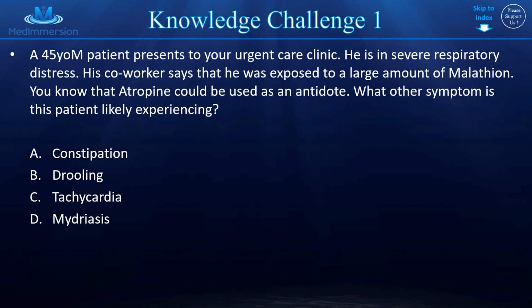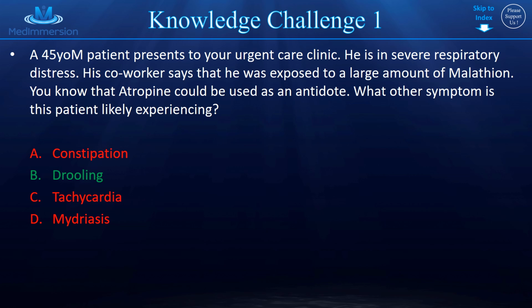Knowledge challenge number 1. You are a student at an urgent care. A 45-year-old male patient comes in to see you, and he's in severe respiratory distress. His coworker says that he was exposed to a large amount of malathion, which is an insecticide, specifically an organophosphate insecticide. You know that this is a cholinesterase inhibitor, and you also know that atropine could be used as an antidote. But knowing your physiology, because you're so sharp, what other symptom is he likely experiencing out of this list?